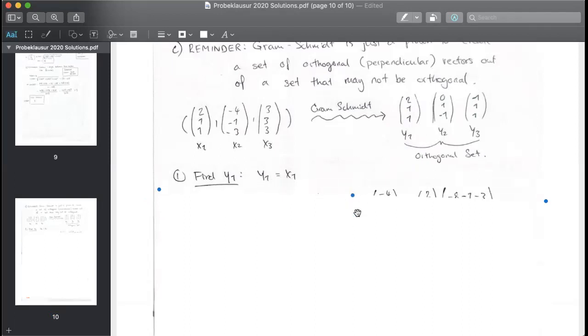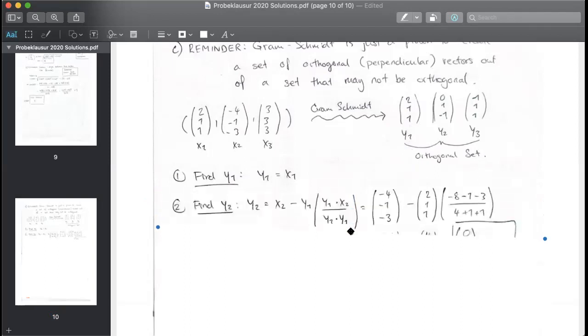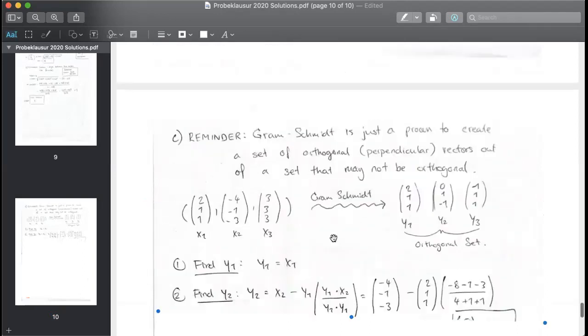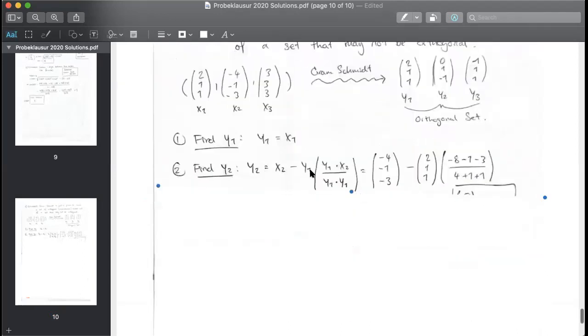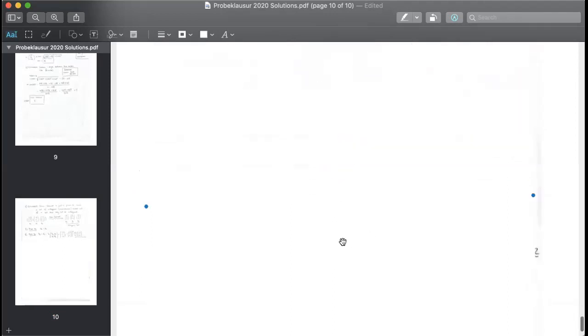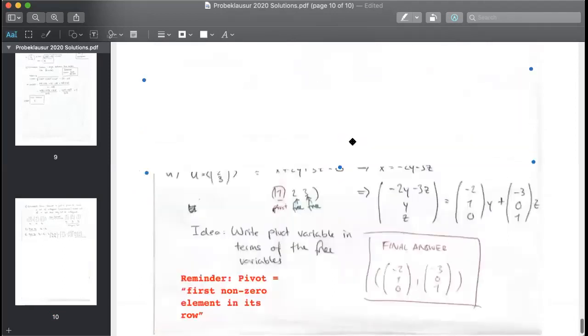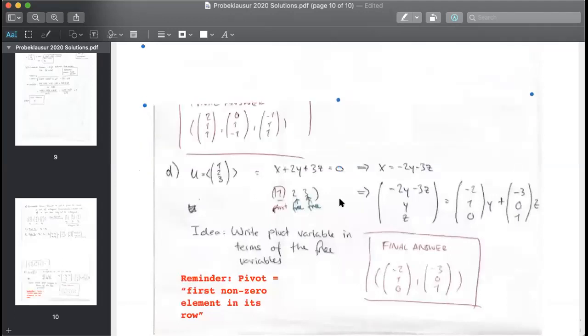Then we have to find y2. There's a well-known formula to find y2, to find the perpendicular. And the formula, I think I wrote it. Where did I write it?